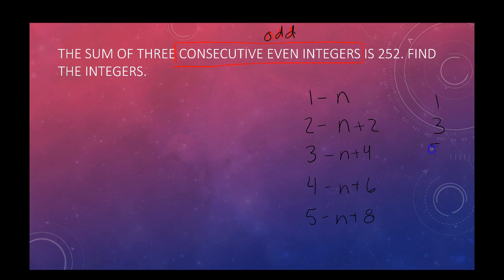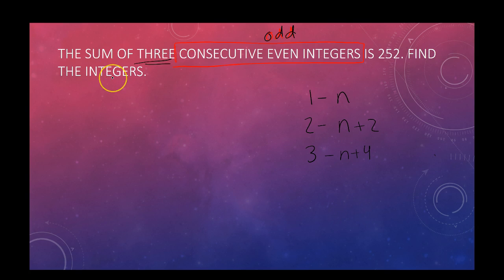So 1, 3, 5, 7, 9. You add 2, add 2, add 2, add 2. To jump and go from 1 to 5, you would add 4. 3 to 7, you would add 4. Okay, so just trying to prove my point that it doesn't matter, so take note of that, even or odds. Okay, but for this problem, I only want the first 3, so I don't need this fourth one, and I don't need the fifth one.